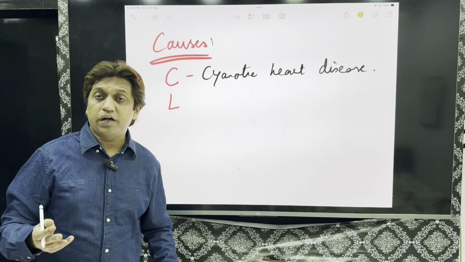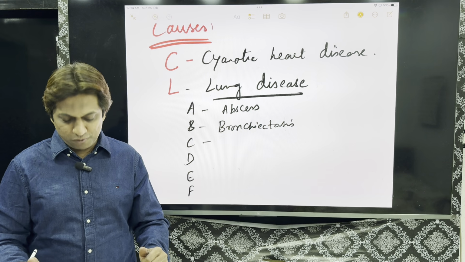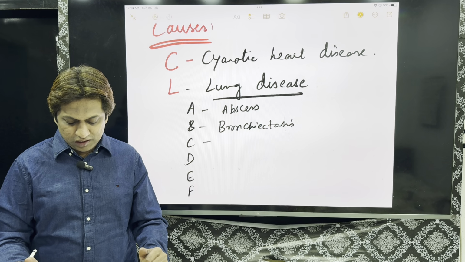Now as I said, lung diseases are more common. So how to remember a few of the important lung diseases? Just remember A, B, C, D, E, F. So this is under L, that is the lung diseases. What is A for? Lung abscess, A for abscess, okay. B for bronchiectasis. Now C for COPD? No. Most of you might be saying COPD. Just remember here one important thing.